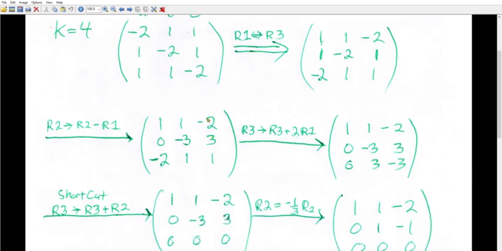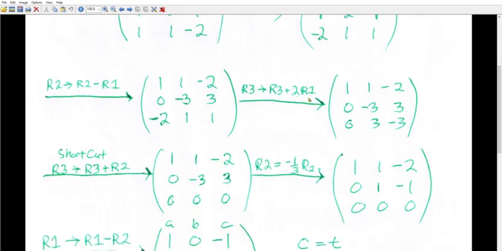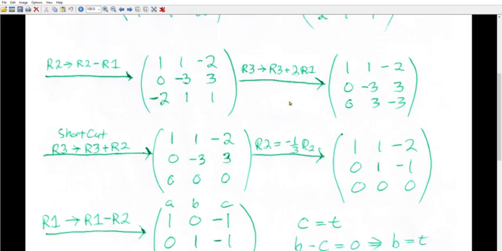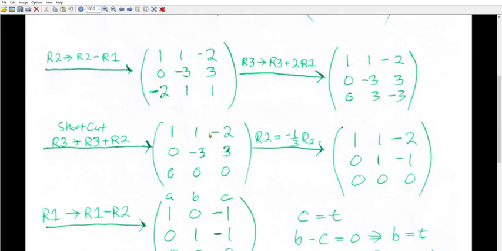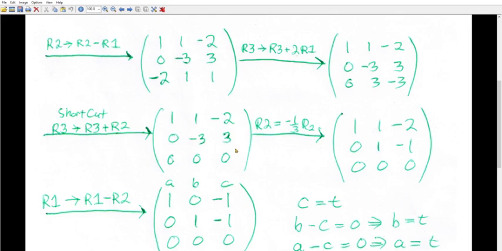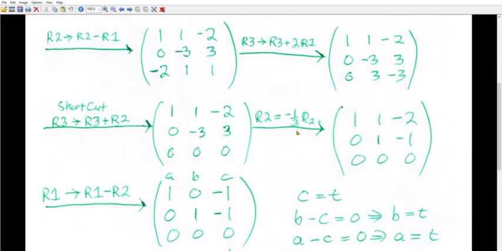Same idea, take this row, multiply it by 2, and add it to this row, and we get 0, 3, -3. Now, before continuing, you might want to notice that this row is exactly the opposite of that row, so we can save ourselves some time by adding row 2 to row 3, and we've got all zeros across the bottom. Now we take row 2, we want to make this a leading 1, so we divide by 3, and we've got 0, 1, -1 in the second row.